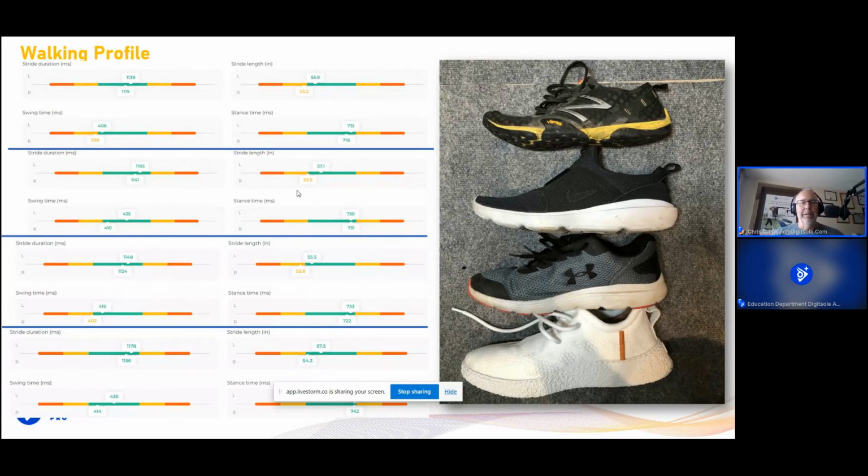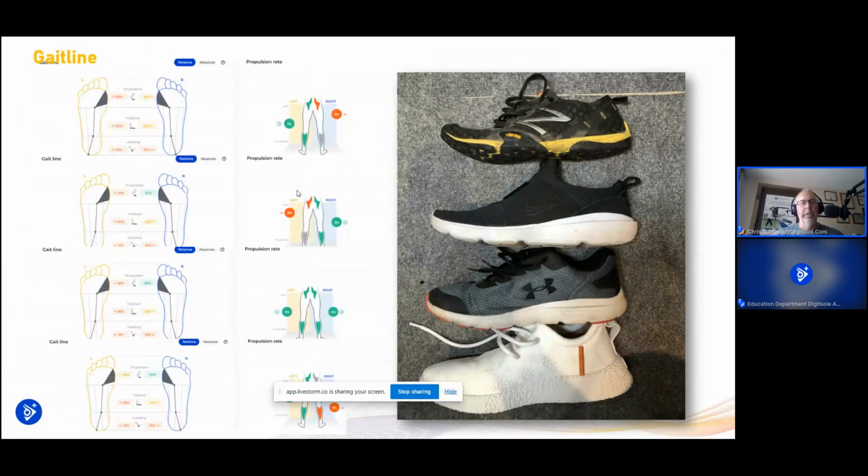And this is the gait line. Our gait line is really characteristic of just some averages, and so I wouldn't, as we say, hang my hat on that. It gives me some guidelines as well as with this guy right here, which is the propulsion rate. But you can see that I basically heel strike and transition very close to normal.